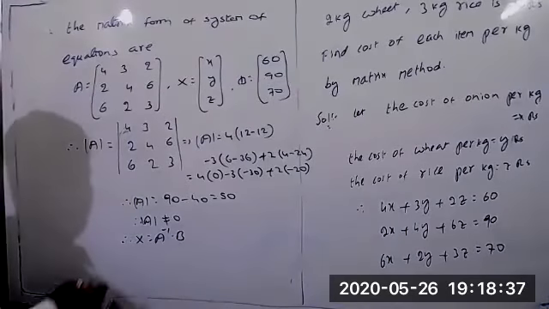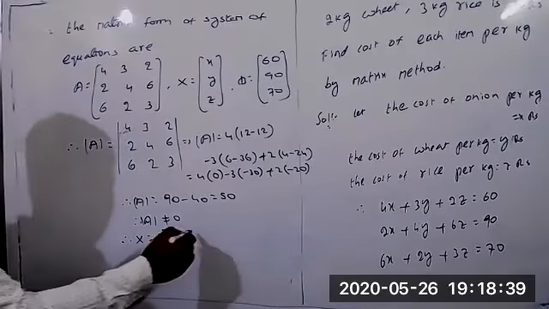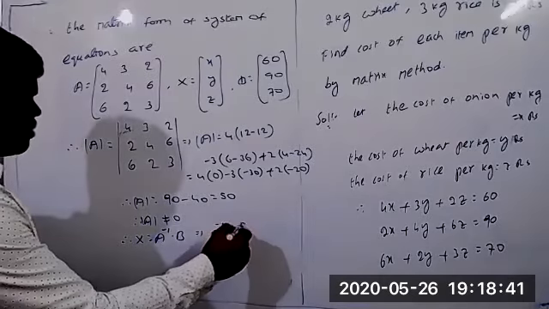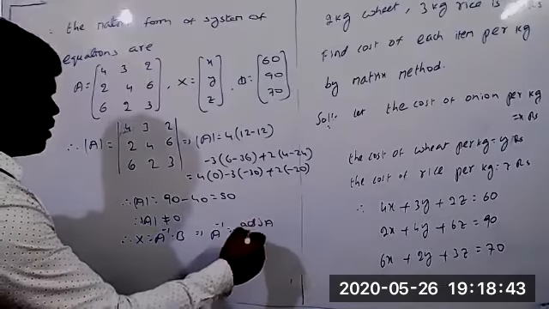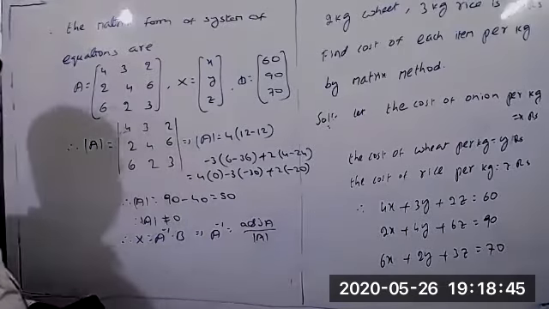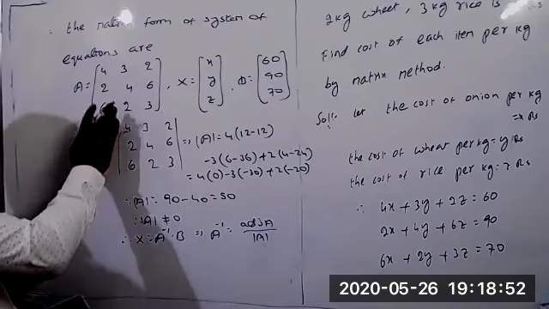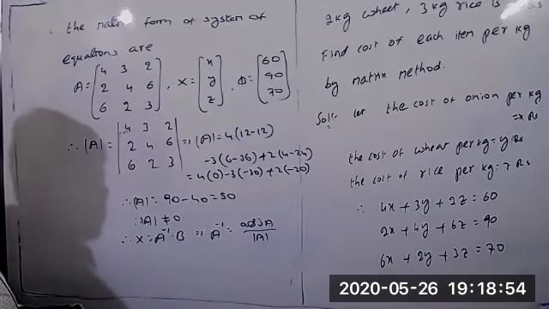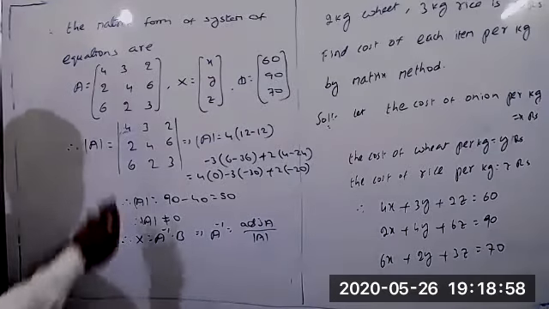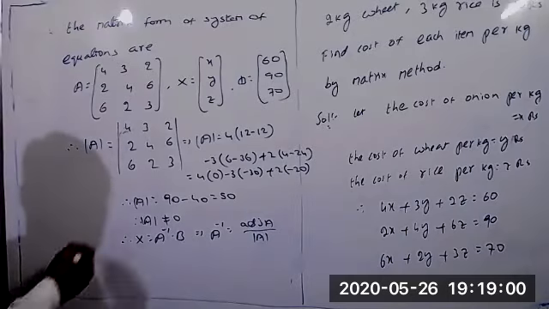So we have to find A inverse. The formula is A inverse equals adjoint A by determinant of A. You know very well that part. For finding the adjoint, we have to find the cofactors of each element of the matrix A, and later take the transpose to get the adjoint. So first, find the cofactors.